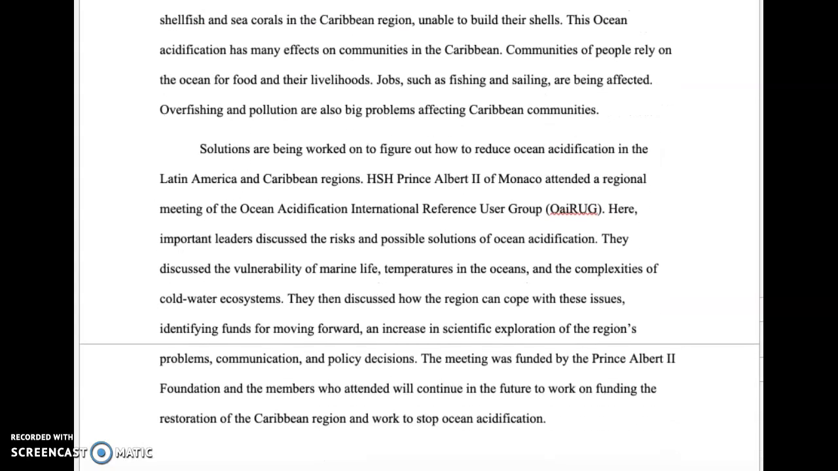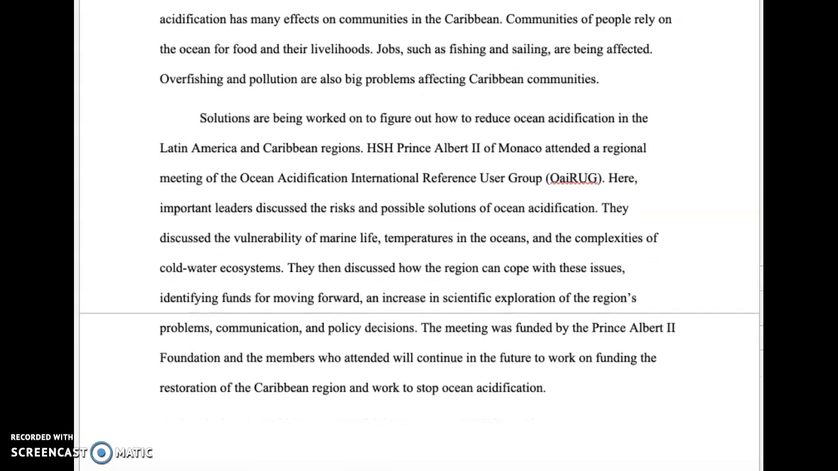This ocean acidification has many effects on communities in the Caribbean. Communities of people rely on the ocean for food and their livelihoods. Jobs such as fishing and sailing are being affected. Overfishing and pollution are also big problems affecting Caribbean communities.